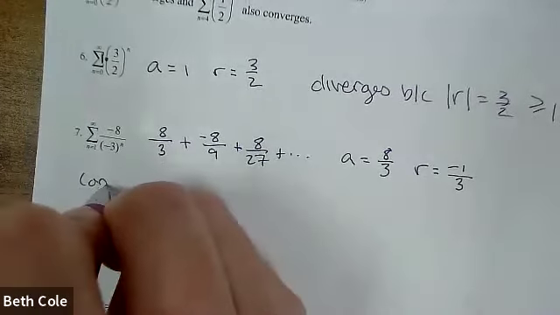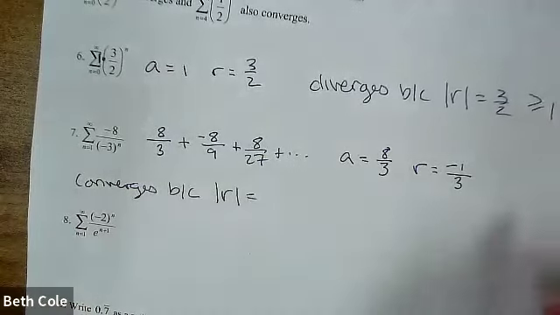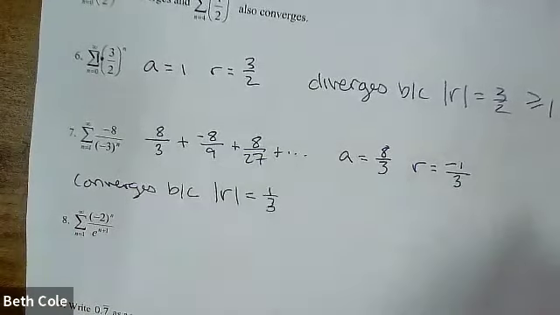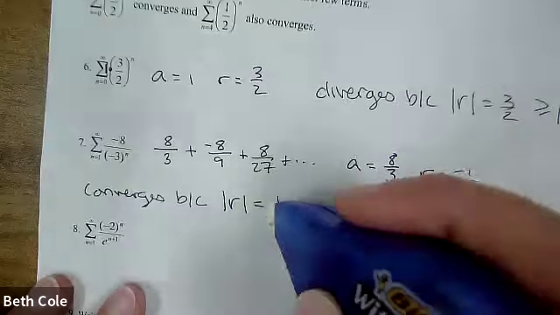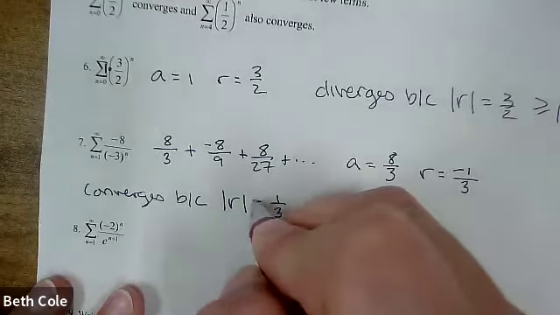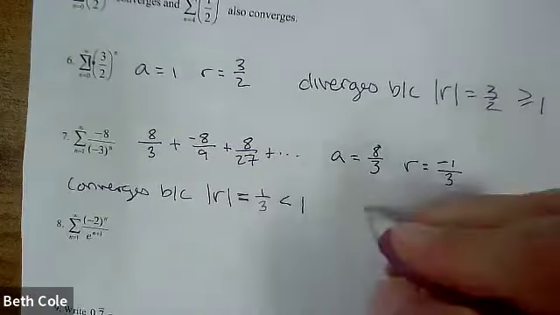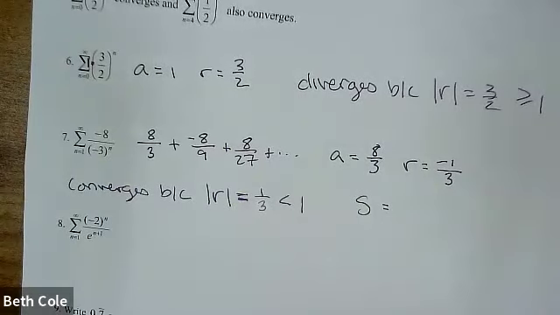Good. So we're going to say converges because the absolute value of r is 1/3, which is less than 1. And so we can actually get an answer. And again, that's the part that I love. You can add up numbers forever and get a singular answer. It's cool. You can disagree, but I'm right. It is cool.